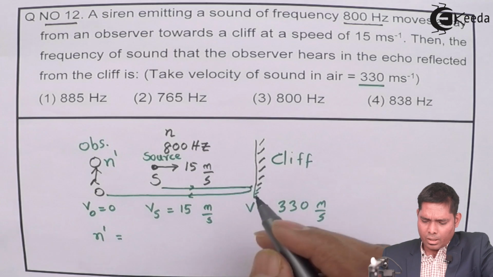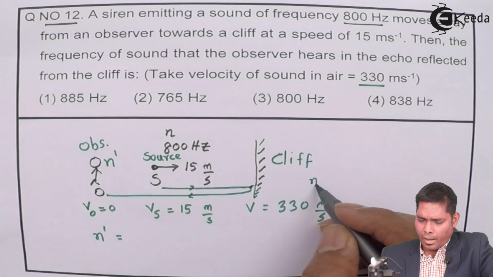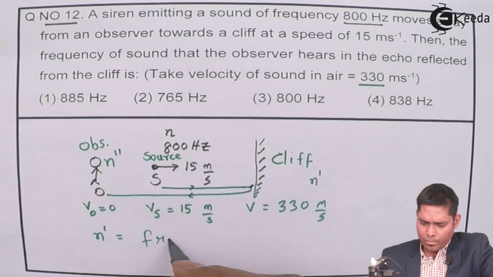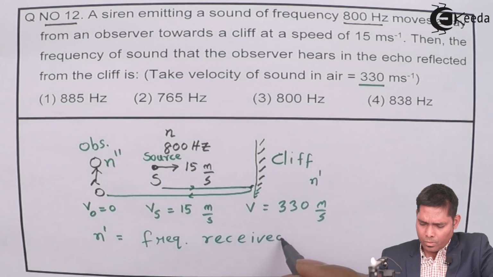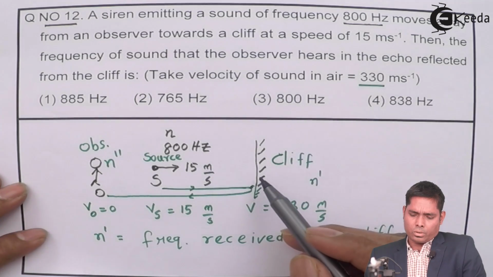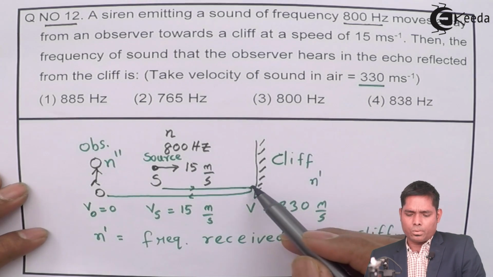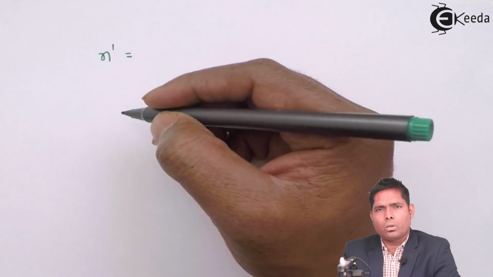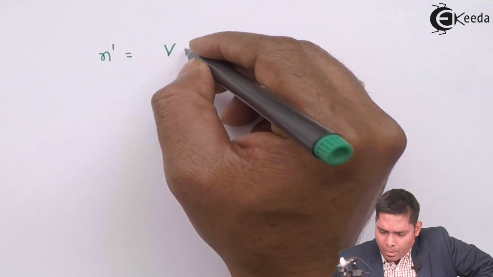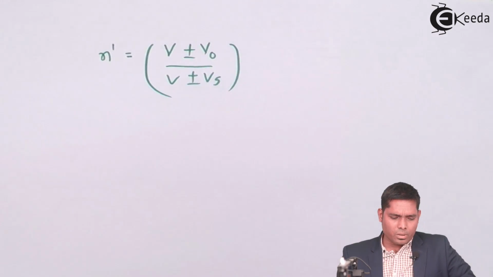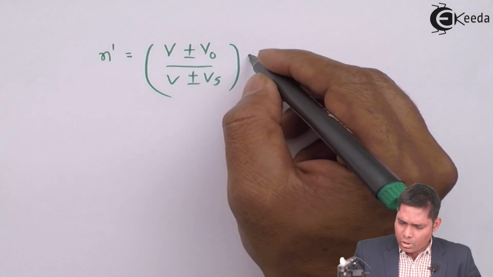So the frequency received by the cliff, I'll call this n prime and this I will call n double prime. So n prime is the frequency received by the cliff. I will assume that this is the observer. If this is the observer at rest and the source is moving towards the observer, that formula will apply. The frequency received by the cliff is n prime equals V plus minus VO divided by V plus minus VS. This is the general formula that we're going to use, into the original frequency.